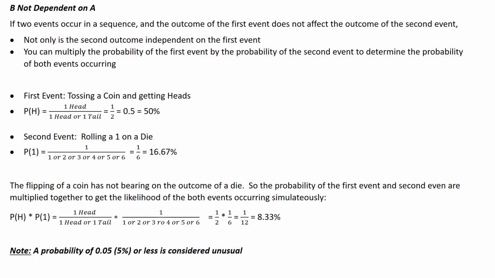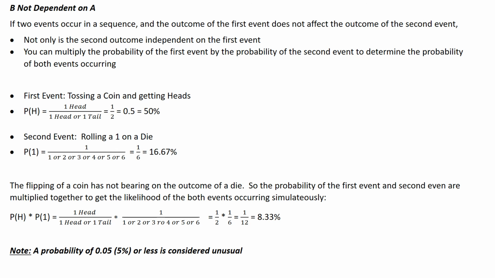So, if I want to know the likelihood of both events occurring, I get 1 out of 2, or 0.5, or 50% for getting a head out of heads or tails for a coin. And then getting a 1, it's 1 out of 6, or 16.67%. When I multiply these two different and unique probabilities, 1/2 times 1/6, 1 out of 2 for the coin, 1 out of 6 for the die, I get 1 out of 12, or 8.33%. That is the probability of both those events occurring.